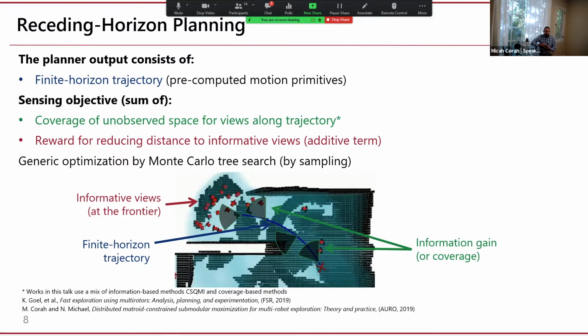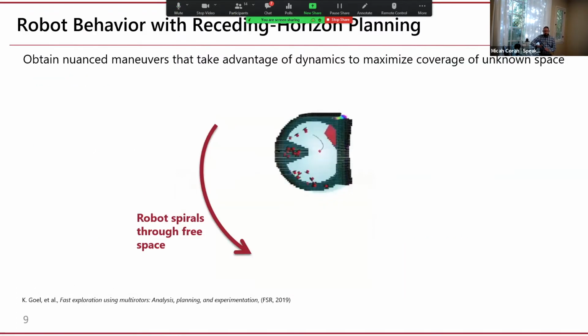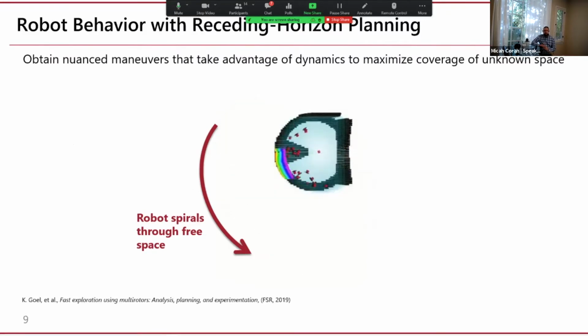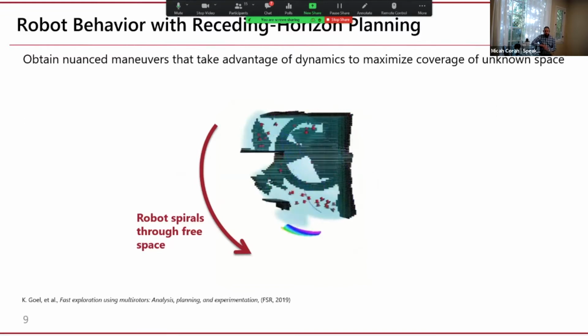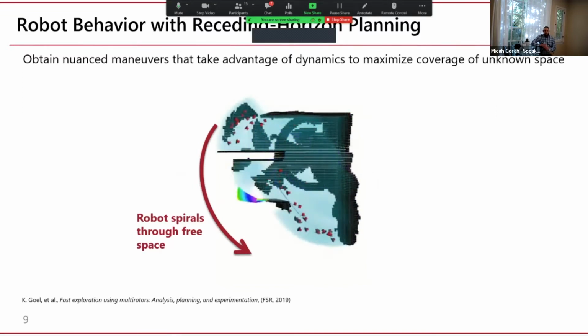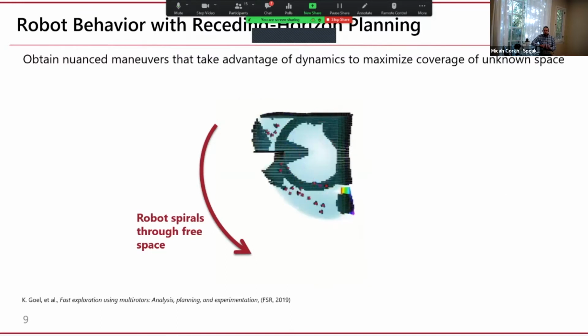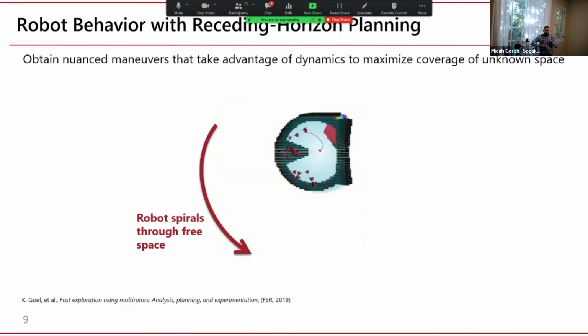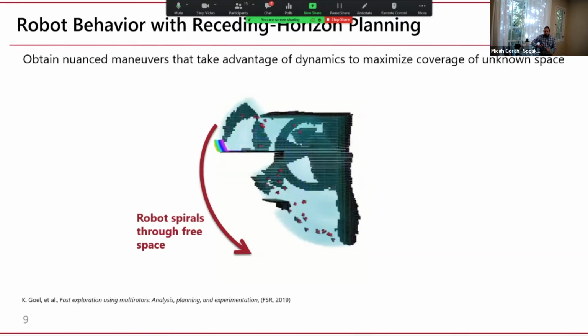Now, although there are a number of methods for solving informative path planning problems, such as these, we take a sampling-based optimization approach and apply Monte Carlo tree search throughout this work. So then by maximizing the amount of unknown space the robot will observe, we can obtain interesting and dynamic maneuvers, and this is something I find quite exciting. So here we see a robot executing sort of a spiraling motion to quickly and safely cover the unknown space while also planning to remain in the known free space.